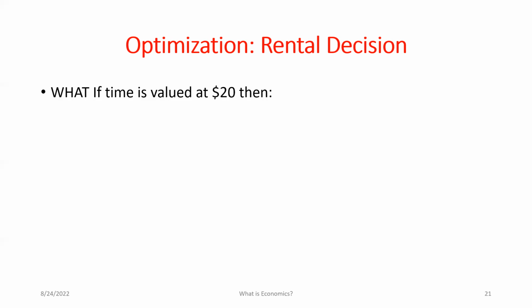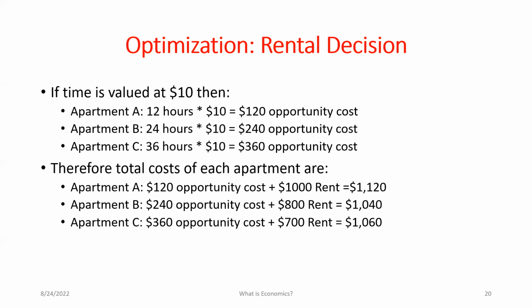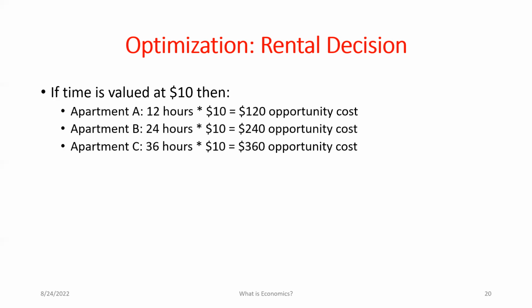It's the same. So if the time is valued more, remember, how are we coming up with the opportunity cost? We were taking how much time we had to give up, which will remain the same, but each hour is worth $10. If now we can go out and work for $20 an hour, each hour is now worth $20. So the apartment that's going to become even less attractive would be C, all right? The less attractive would be the ones that are further away. Because now that same 36 hours that I have to give up is not worth just $360. It would be worth twice as much, right? 36 times 20, right?